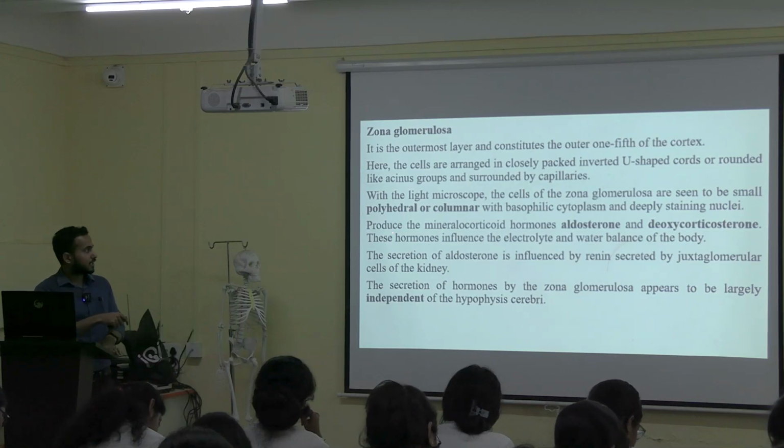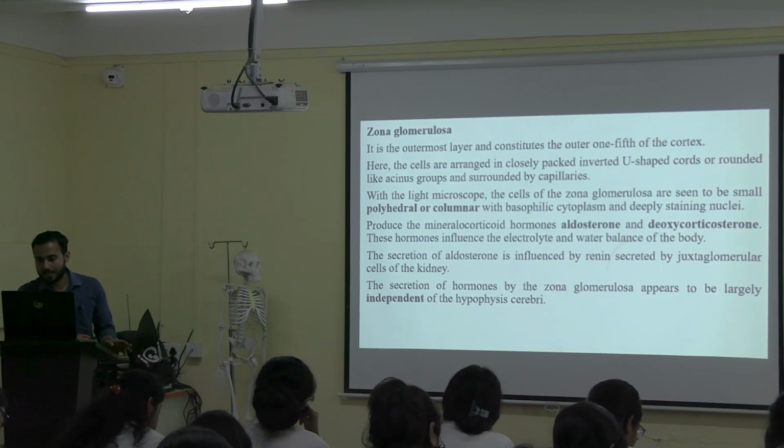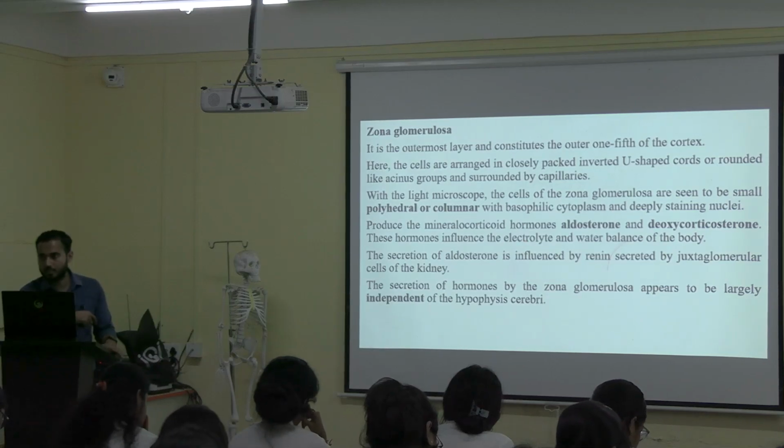Next, what is the important function? They produce mineralocorticoid hormone, that is aldosterone or deoxycorticosterone. Now, what is the function? This particular hormone maintains the electrolyte and water balance of the body.